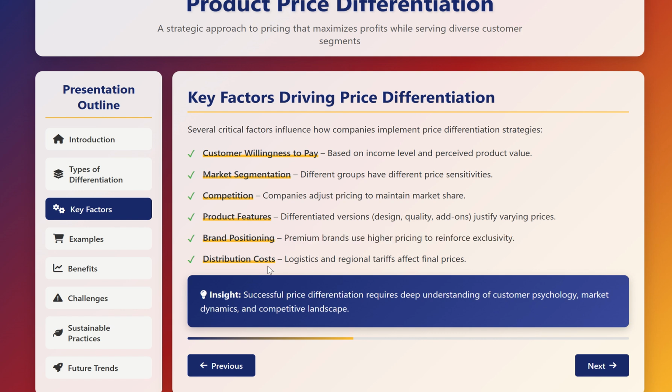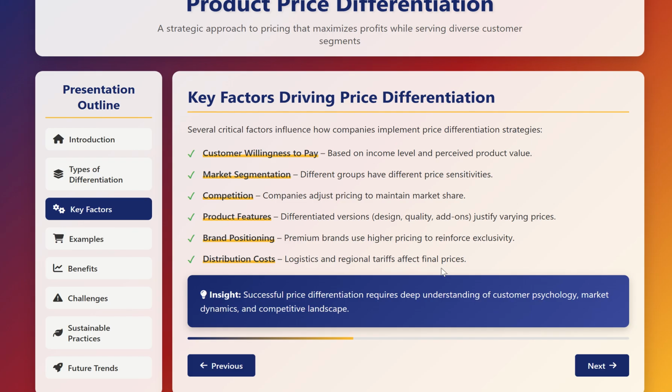The last factor we can consider, there are so many factors, is distribution cost. Logistics and even regional tariffs affect the final prices. Maybe you are shipping a product from China to Kenya, or all the way from the UK to Kenya, or USA to Kenya, or another country far east to Kenya, or to your region. The price might not be the same. So distribution cost will affect even tariffs, taxes, and even company policies or country tax policies. This will affect the product price differentiation.